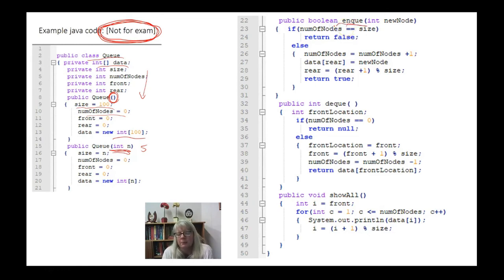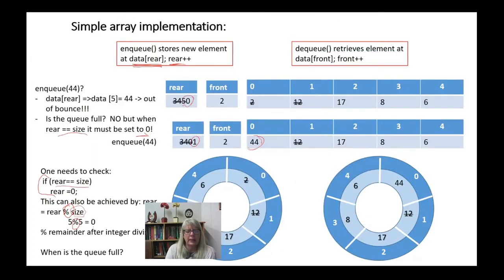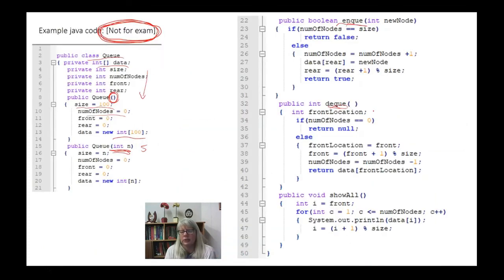Remember I told you somebody does this. Okay? In Q. What does in Q do? In Q, now we have to go back. In Q stores a new element at data rear and increments rear. It stores a new element at the data rear and it increments it. There, it increments it.